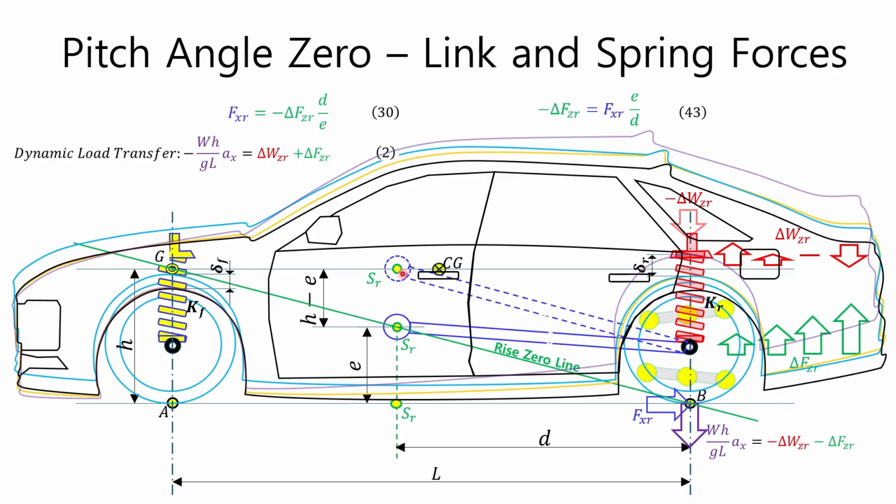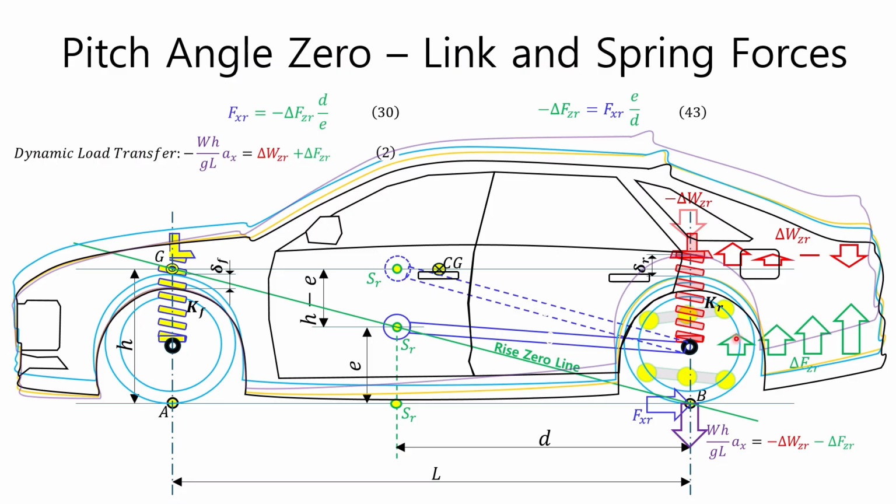Raising the virtual reaction point, SR, increases the amount of dynamic load transferred vertically upward through the rear suspension links, delta FZR. Conversely, the amount of vertical dynamic load transferred through the springs, delta WZR, decreases by the same amount as delta FZR increases. To be more precise, in absolute terms, the vertical dynamic load compressing the springs, delta WZR, decreases by the same amount as the vertical dynamic load compressing the links, delta FZR.